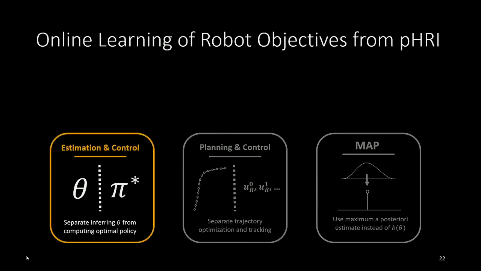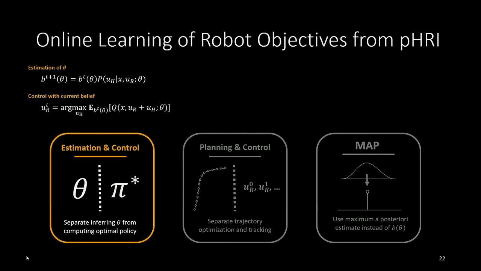So in the first approximation, we simply separated estimating the true reward parameter theta from solving for the optimal control policy. So at every time step, the robot is simply updating its belief and then replanning with this new belief. However, if you look at how the robot actually has to compute this optimal control, it has to compute the Q value function for every single theta that it is keeping track of. And we unfortunately can't compute a full policy in real time.